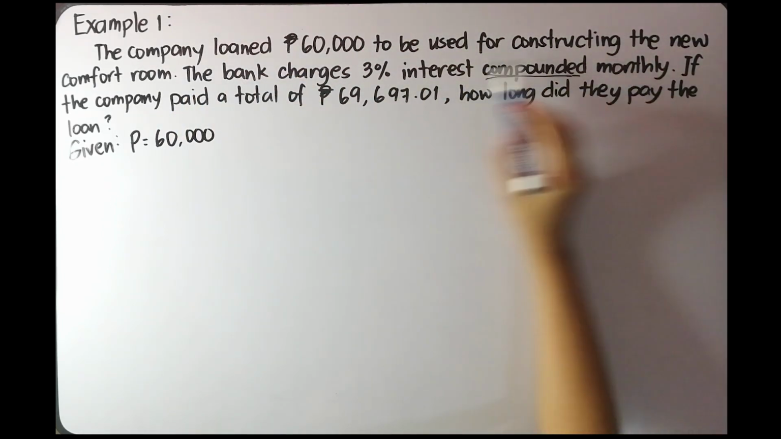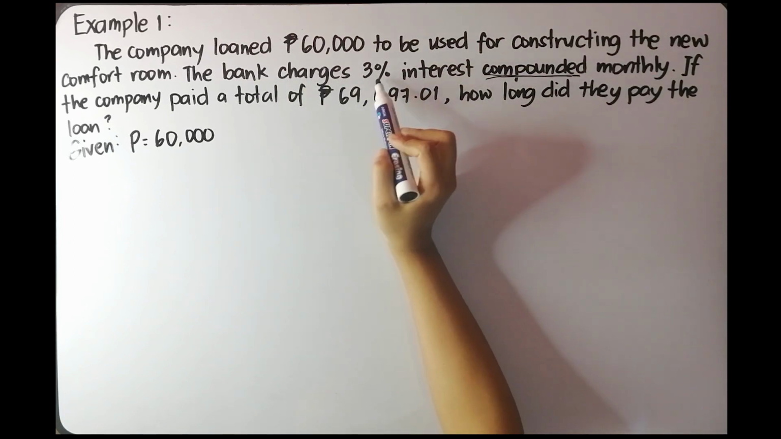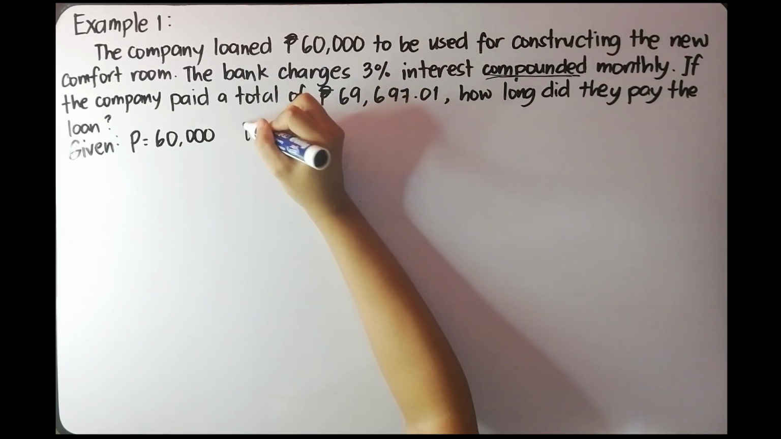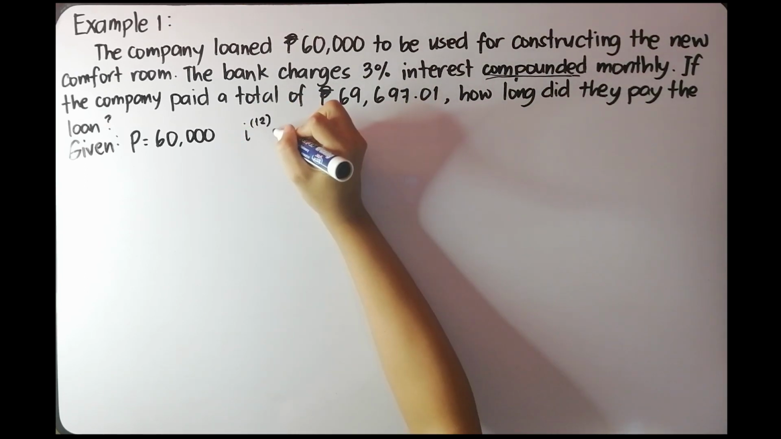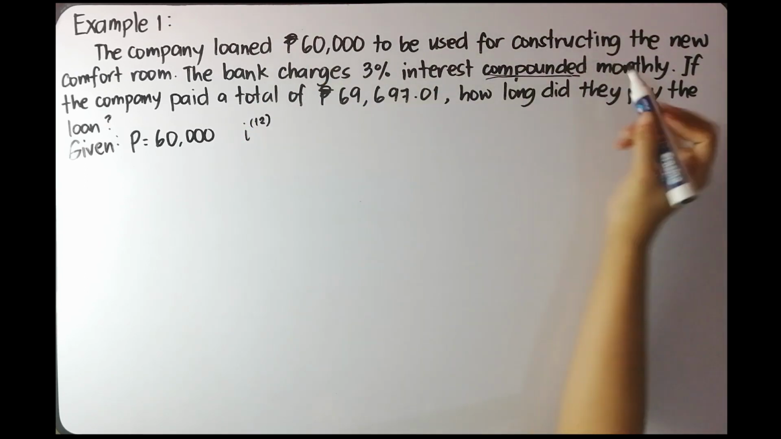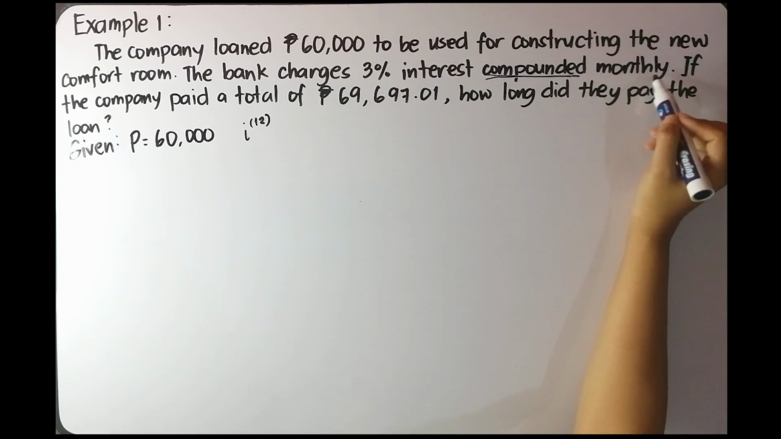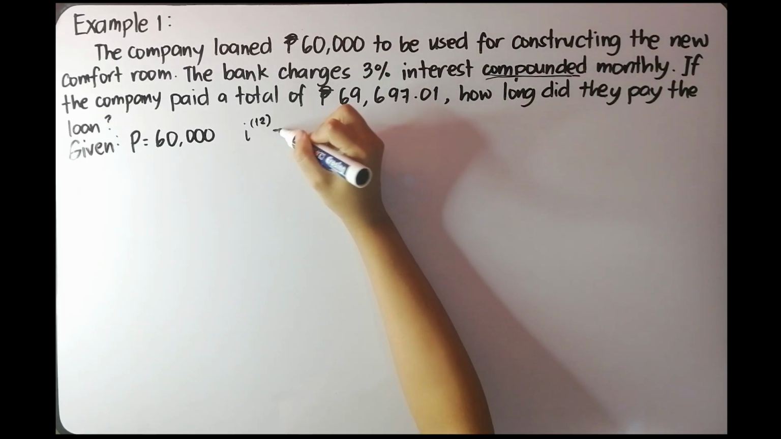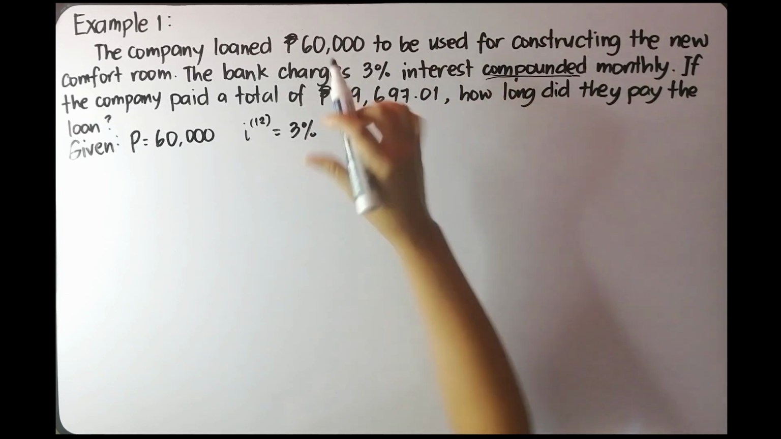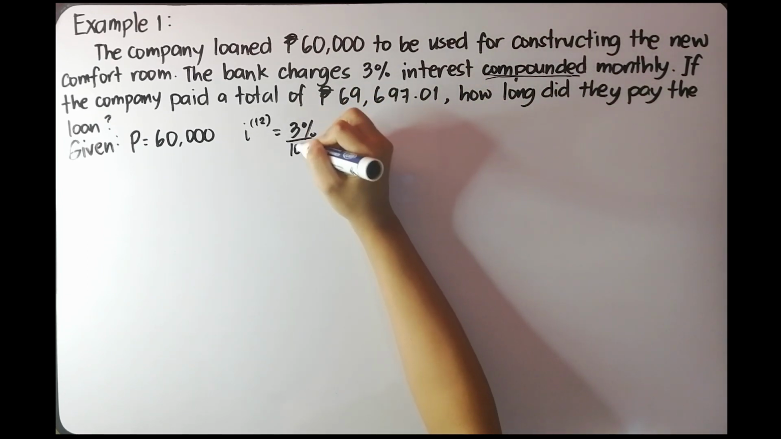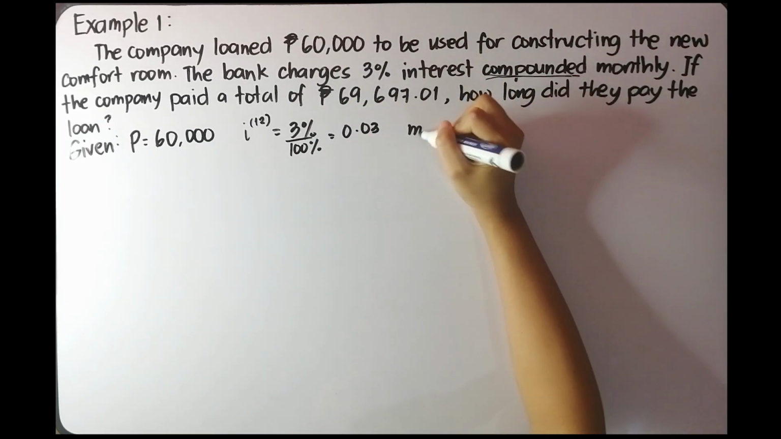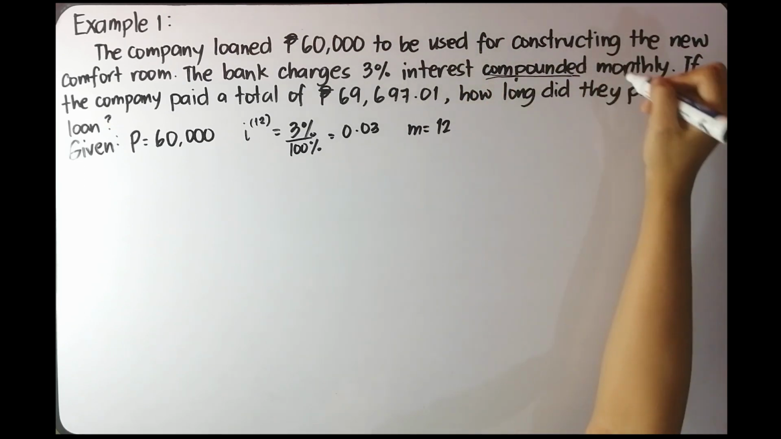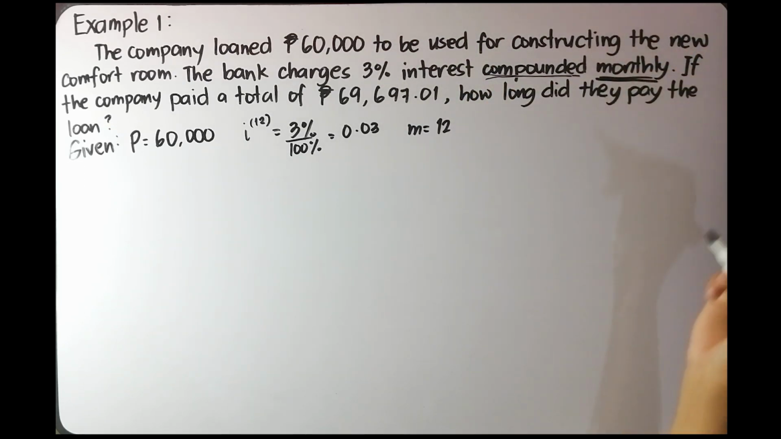Another given, we have the interest, so this 3% interest compounded monthly. That means we have I raised to 12, because our period or the frequency is monthly. When we divide 3% by 100%, we get the decimal 0.03. Our M here again is 12 because it's monthly.